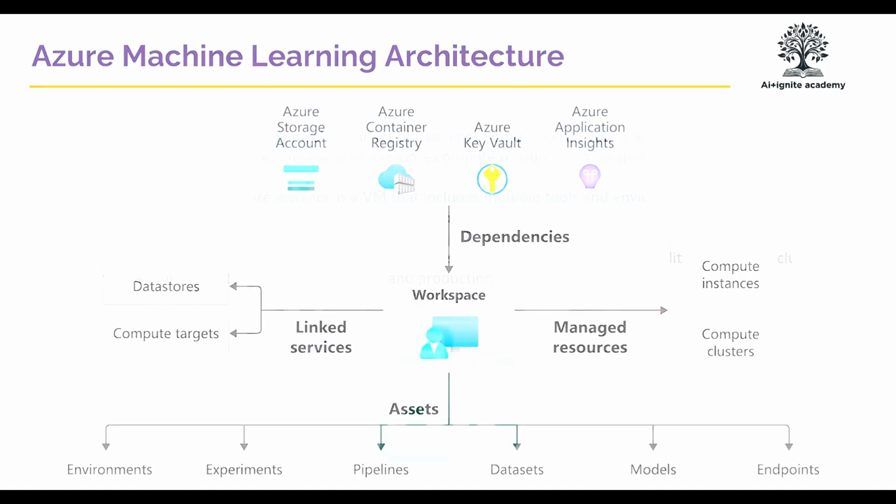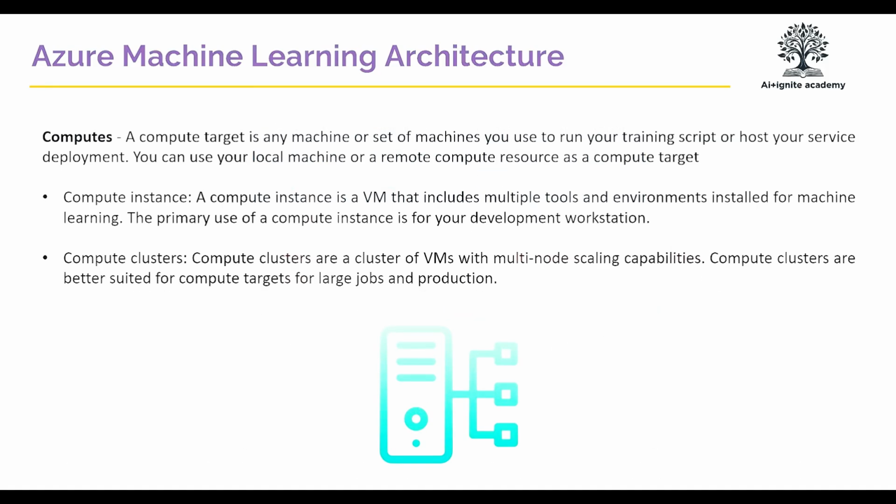All right. Okay, so as I told you, a compute target is any machine or set of machines you use to run your training script or host your service deployment. So you can use your local machine or a remote compute resource. For example, remote compute resource in the sense you can connect it to an Azure virtual machine, an AWS EC2 instance, or a GCP Compute Engine. So whatever it is, you can do it. But it'll be much better if you just connect it to the compute instance you created in Azure Machine Learning, because that would be much faster.